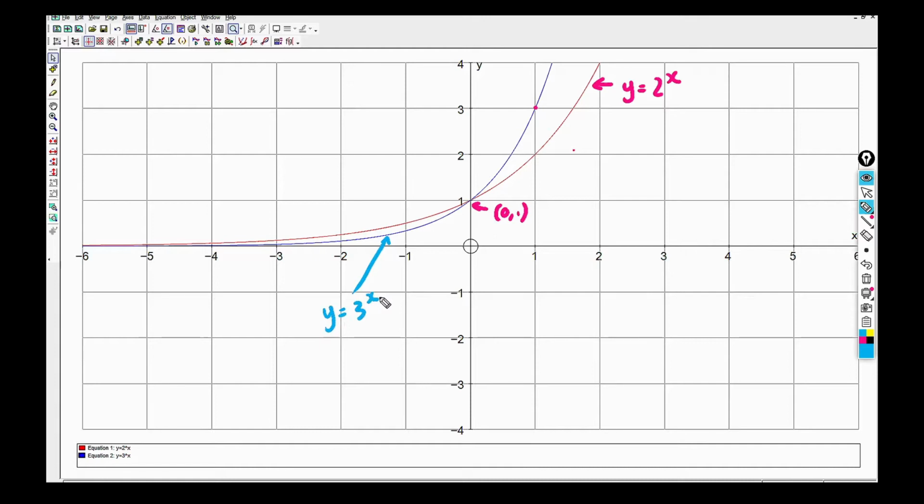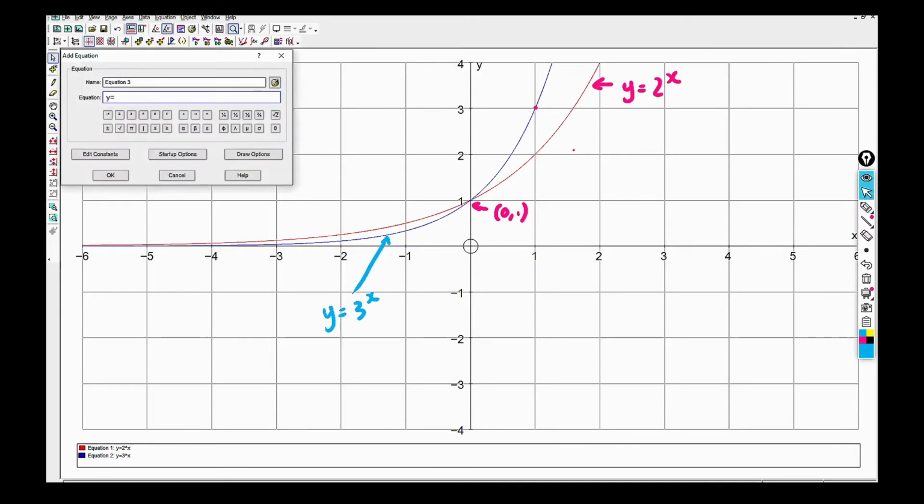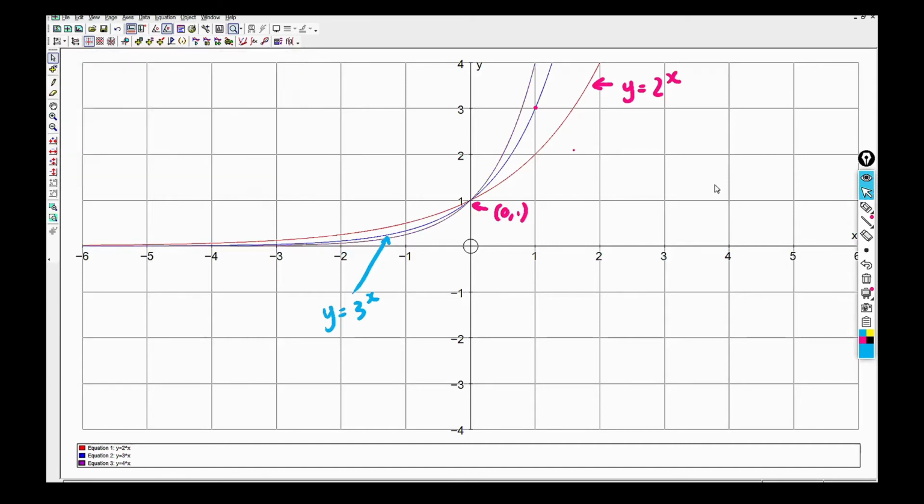So let's go for y equals 4 to the power of x. You can see here it's just getting closer and closer. Now again, the key point with this new equation is that, let's change the color. Actually, let's go for a different color because it's not that clear. Let's go black. So here we've got y equals 4 to the x.